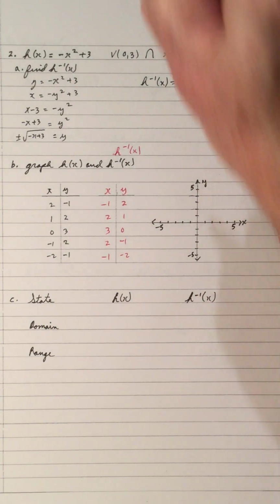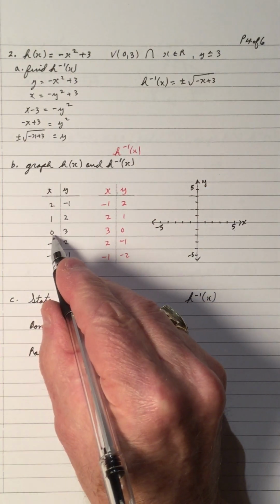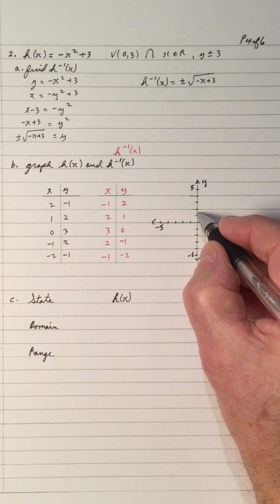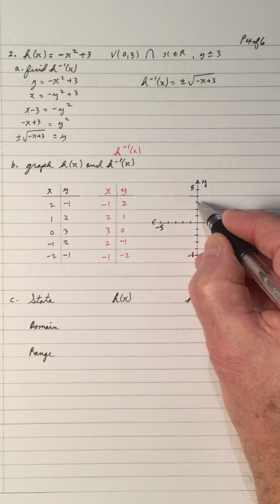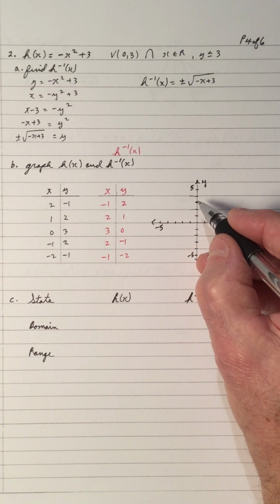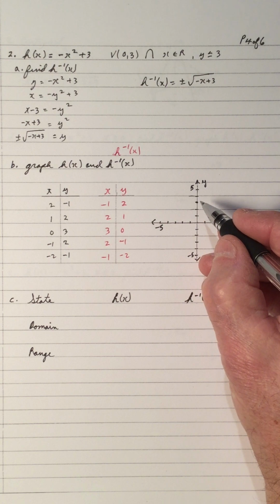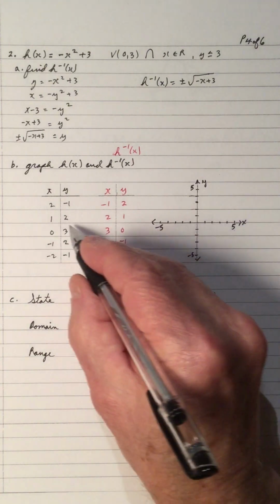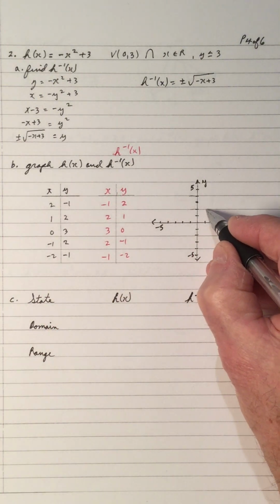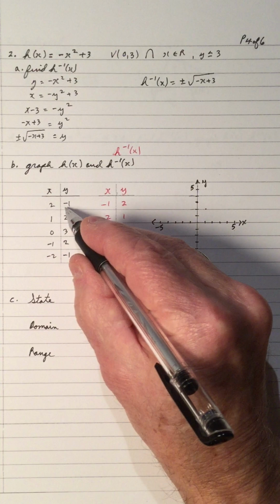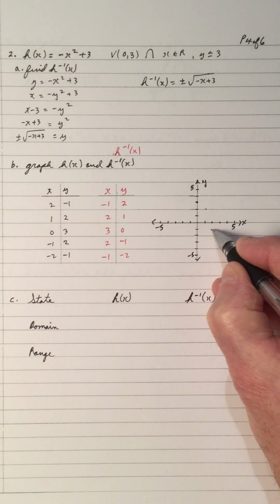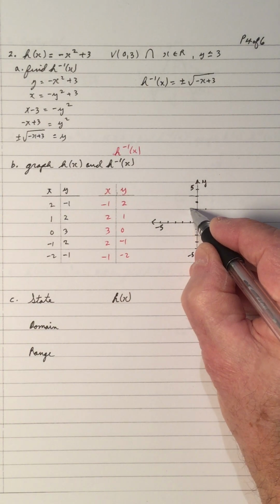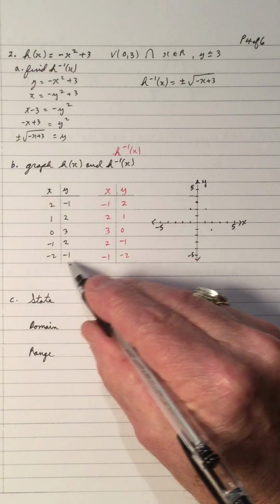Now I'll graph the h of x. I'll do its vertex first. 0, 3, x is 0, y is 3. Okay. And now I have its vertex done. 1, 2, x is 1, y is 2. X is 2, y is negative 1. X is negative 1, y is 2. And x is negative 2, y is negative 1.